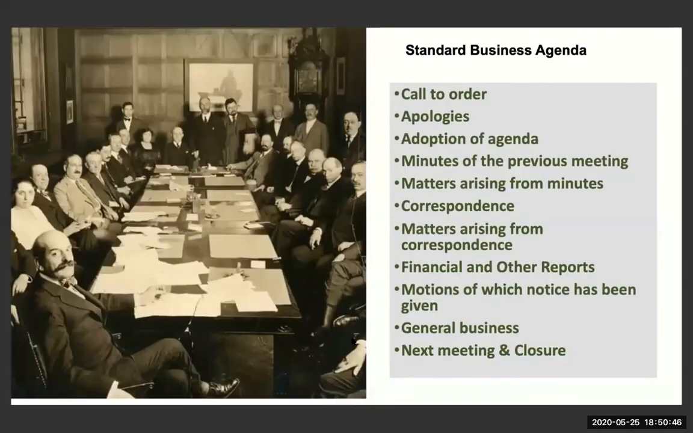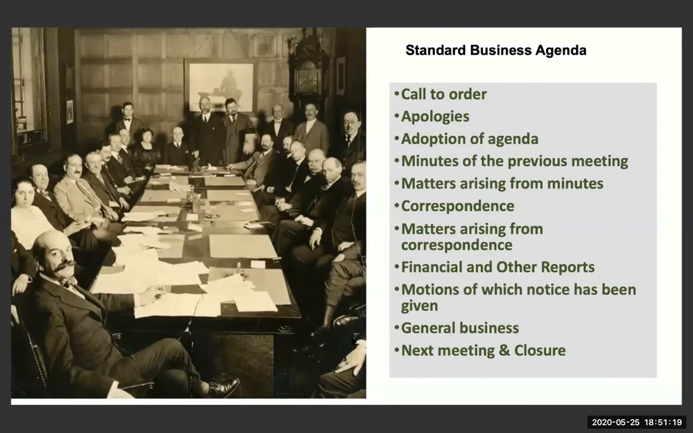So I just want to talk briefly about agendas, and this is a typical standard business agenda that we see quite often at not-for-profits, and you might recognise it: the calling to order, apologies, minutes, matters arising, correspondence, then we do some reports, then we do some motions, and then we get to some general business, and then we close our meetings. There's a pretty general misunderstanding in some areas that this is somehow some kind of legal obligation, that you have to have your agendas look like this.